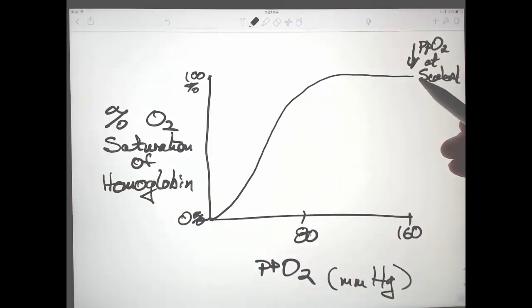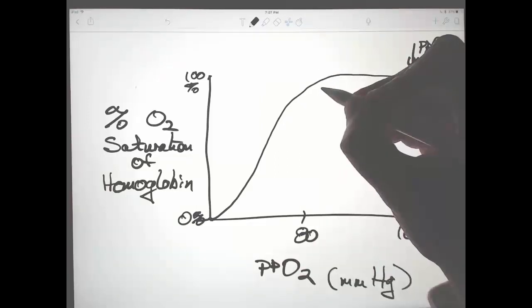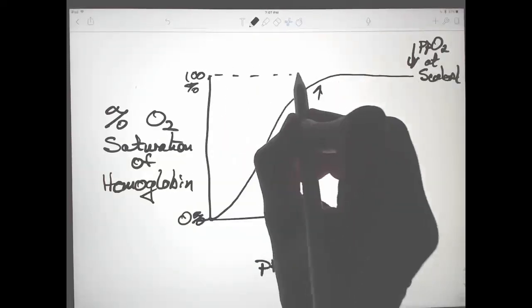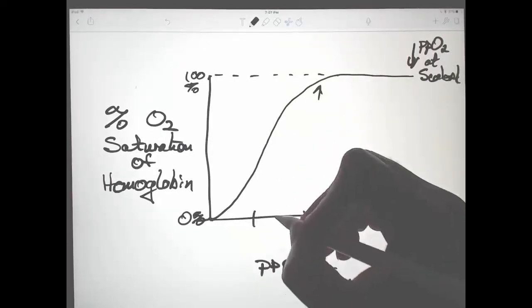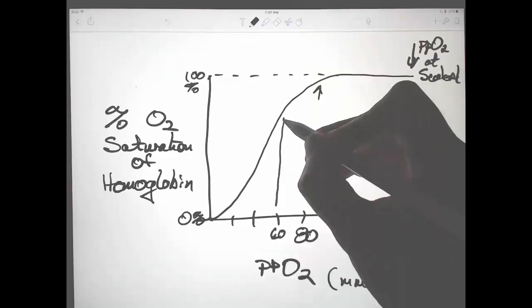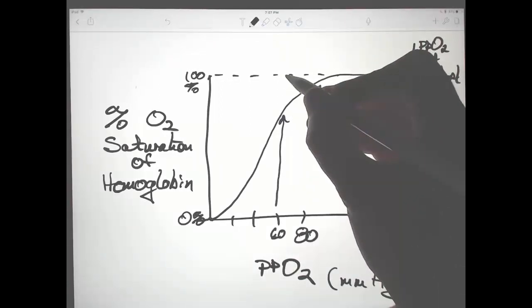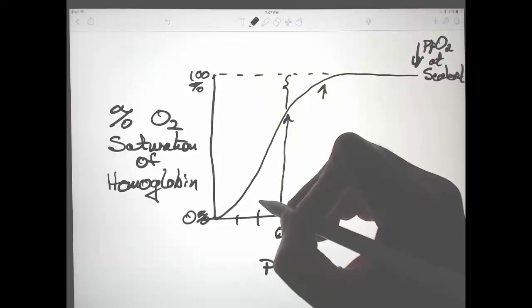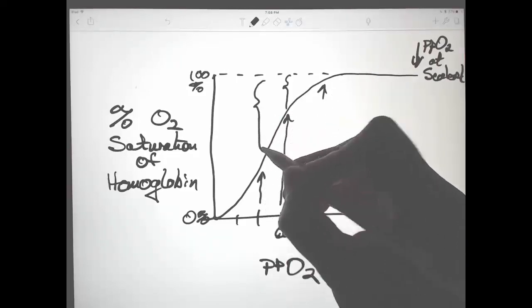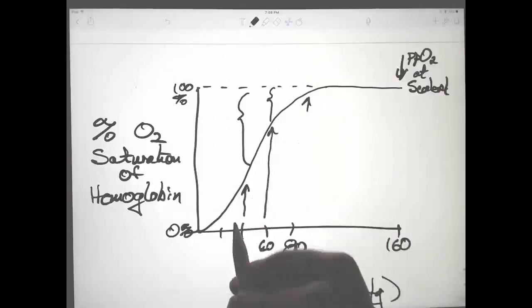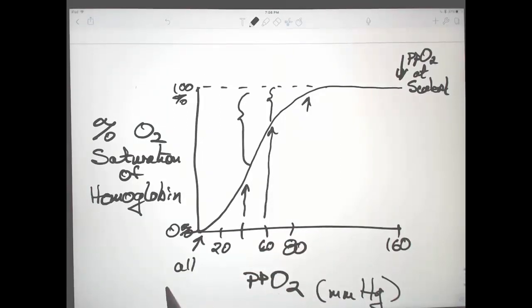At 160, it's 100% saturated. At partial pressure of 80, it's still close to 100% saturated. At a partial pressure of 60, it's releasing maybe a quarter of its oxygen. At a partial pressure of 40, about half of the oxygen has been released. At a partial pressure of 20, most of it's released, and at 0, all is released. So let's think about what that means in an animal.